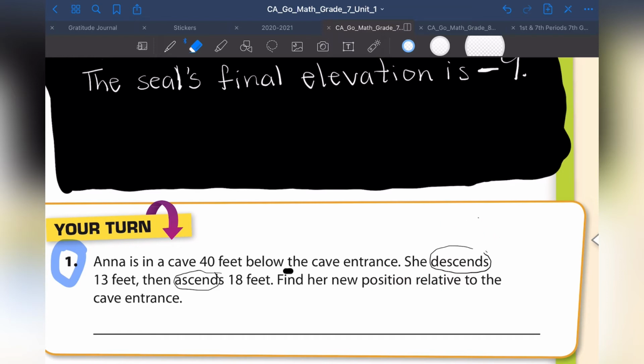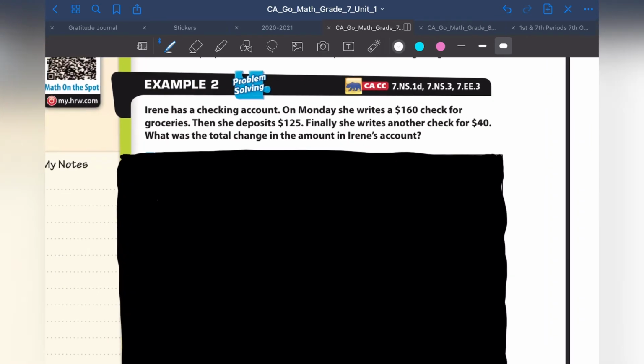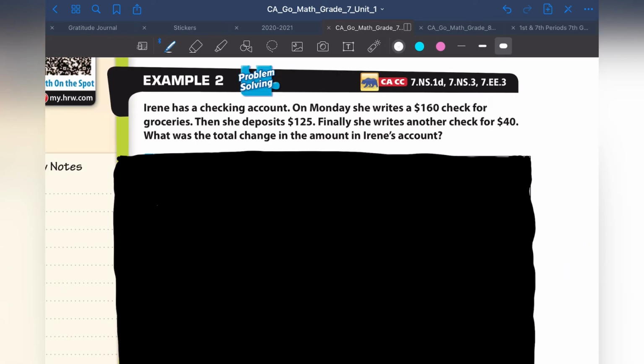Basically, descent means you're going down, and ascend means you are going up. And this one, it says applying properties to solve problems. Okay, so let's see. A checking account. She writes a $160 check for groceries. Then she deposits $125. Finally, she writes another check for $40. What was the total change in the amount in Irene's account?